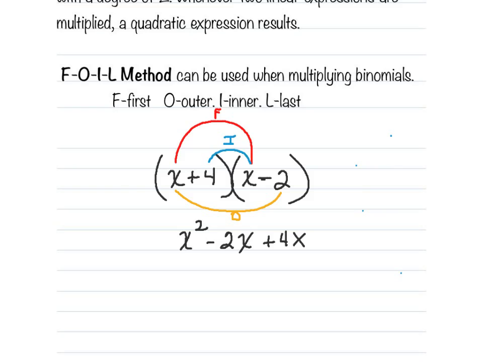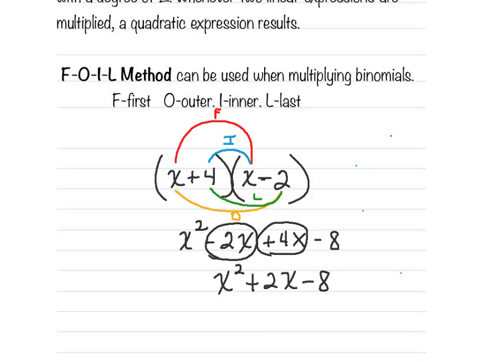And lastly, we multiply the last terms, the last term of each binomial. And that would be positive 4 times negative 2. Those are the last terms. Negative 8. The next thing that we need to do then is simplify. As you see, we have two like terms that can be combined. So the product is x squared plus 2x minus 8.